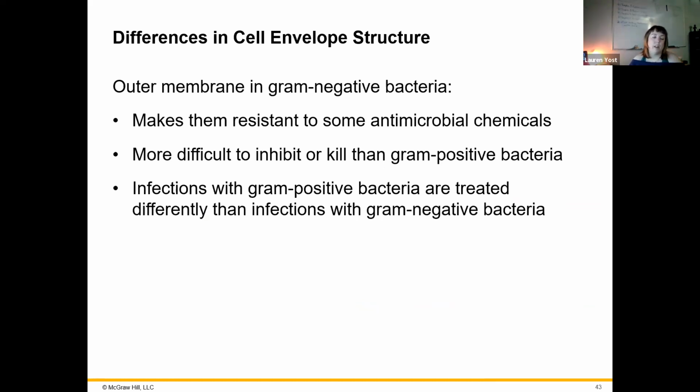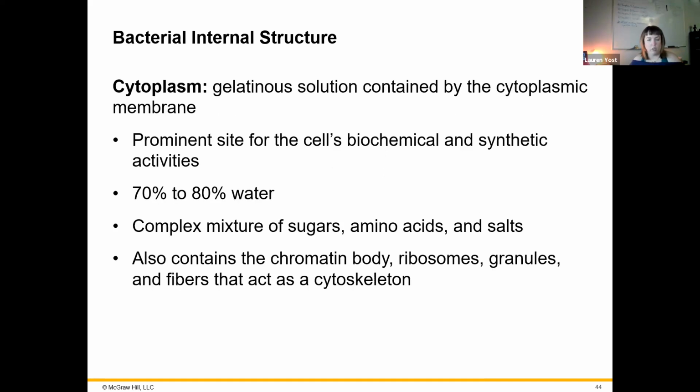So gram-negative bacteria, that outer membrane can make them resistant to some antimicrobial chemicals. And it makes them more difficult to inhibit or kill their growth. So we treat them differently based on their outer envelope, that cell envelope. And you guys probably don't think about that very much, but that is the case when you're treating something medically with a medication. We have to consider whether or not it is gram-positive or gram-negative. If it is a bacteria, that changes the protocol quite significantly, depending on the medication that you could be using. So it's incredibly important for that.